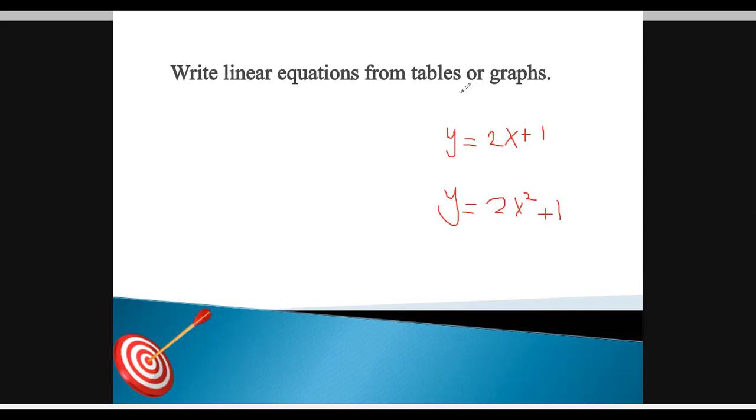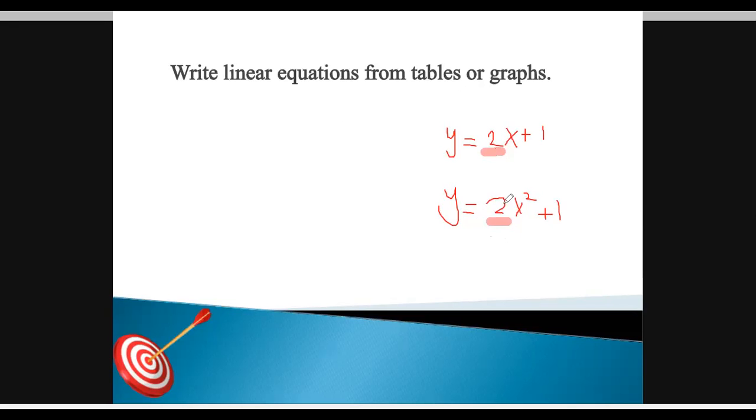Could you please tell me what the slope is for the first equation? Yes, Hannah. 2. Thank you. And what is the slope for the second equation? Yes, Maya? 2. Yes. So for both equations, we have the slope equal to 2.